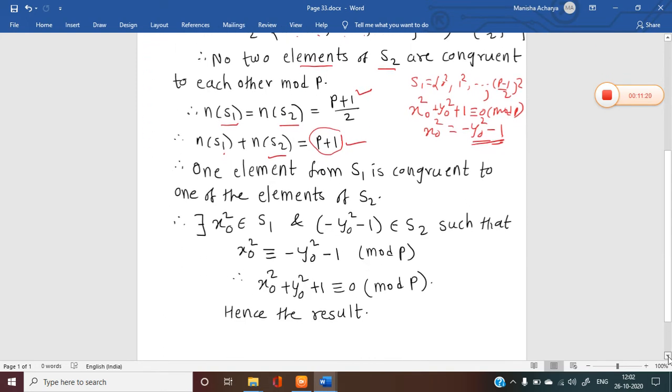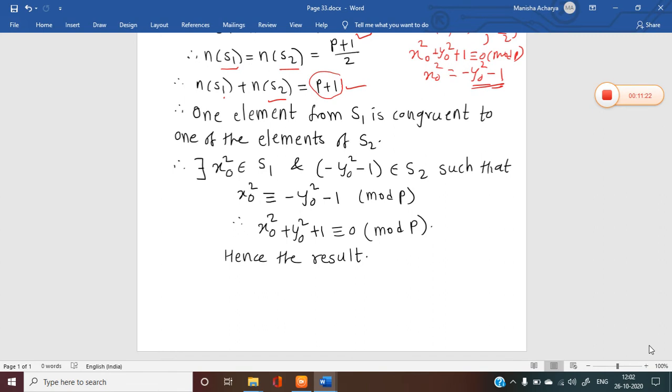We know that no two elements of S1 are congruent to each other modulo P, and no two elements of S2 are congruent to each other modulo P. Therefore, here if there are P plus 1 elements, obviously one element from S1 must be congruent to one element from the set S2, because a complete residue system modulo P contains how many elements? Only P number of elements.